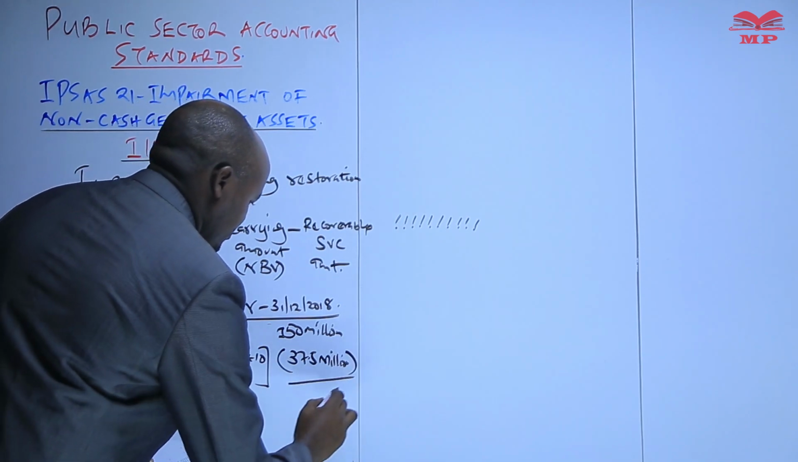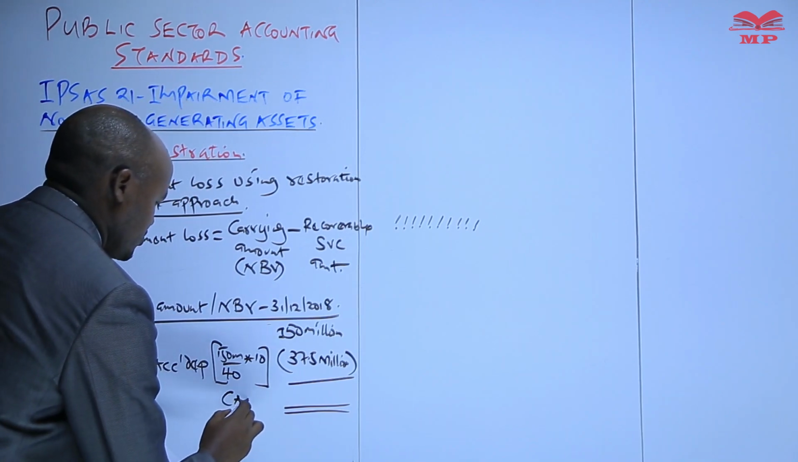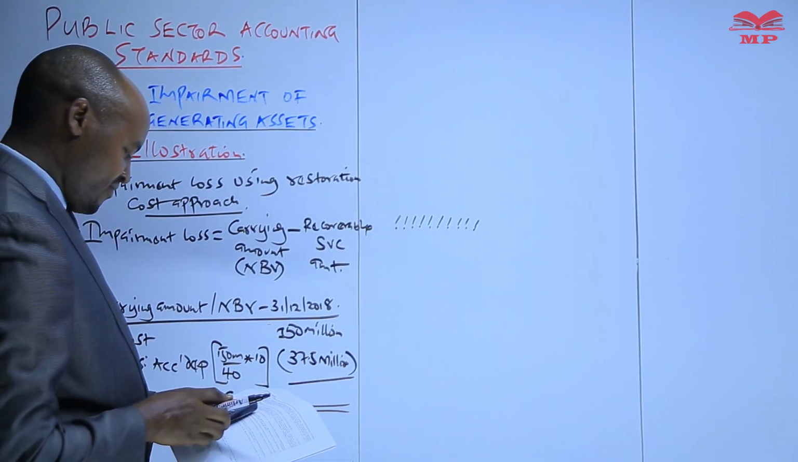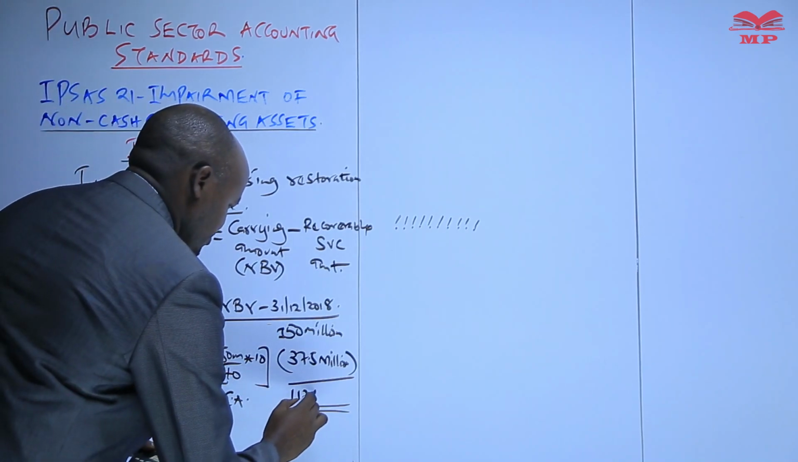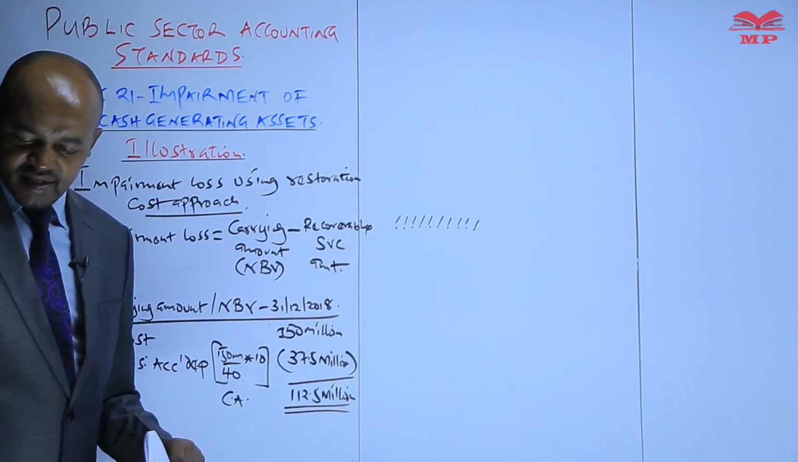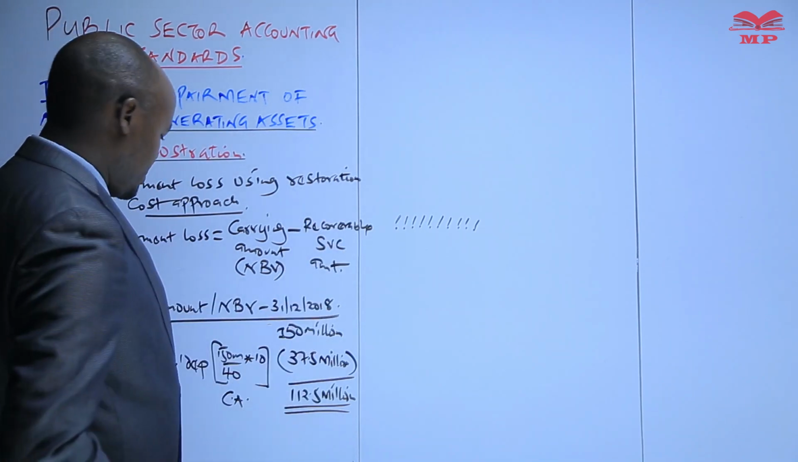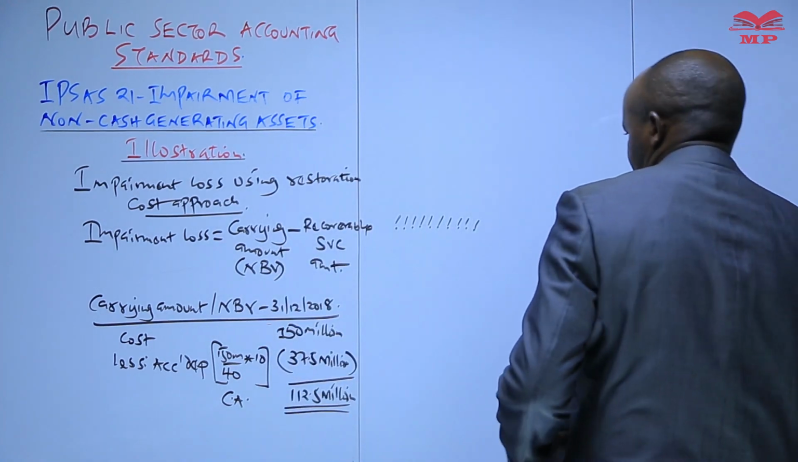We less that from the cost, and whatever you get here is the carrying amount or the net book value. So we less that from 150 million, which will give us 112.5 million. So having that, then we proceed and we determine the recoverable service amount.